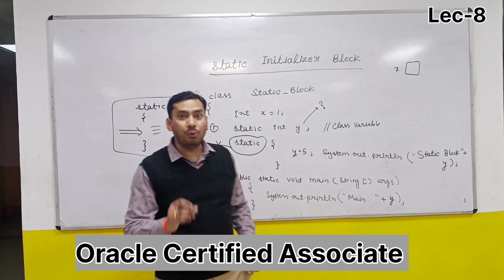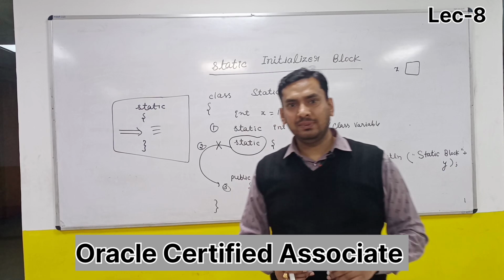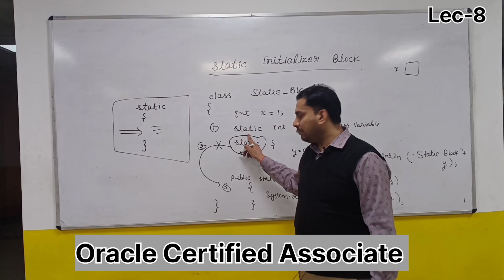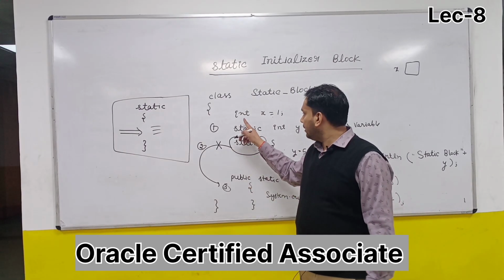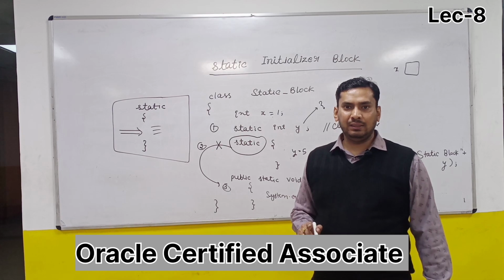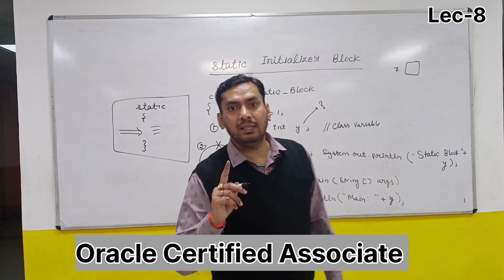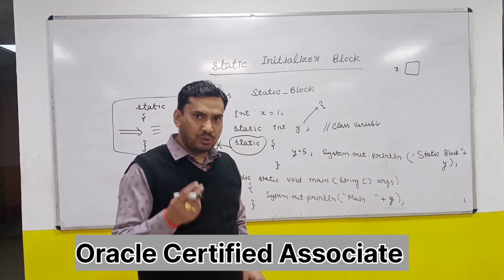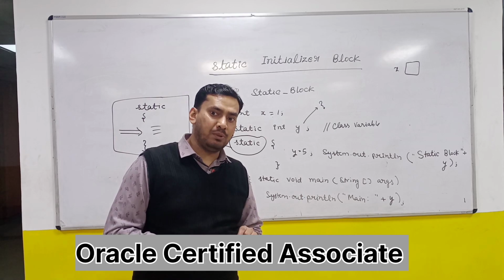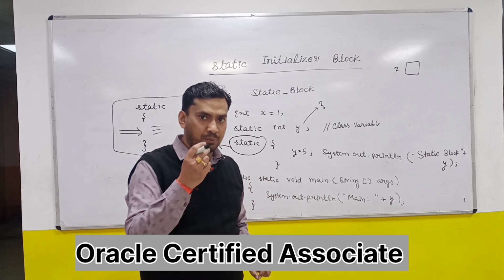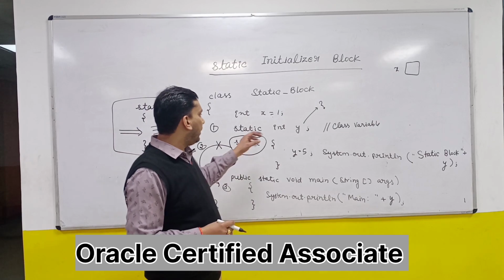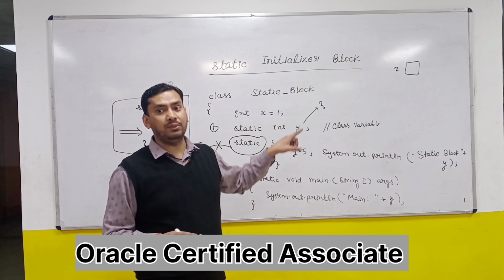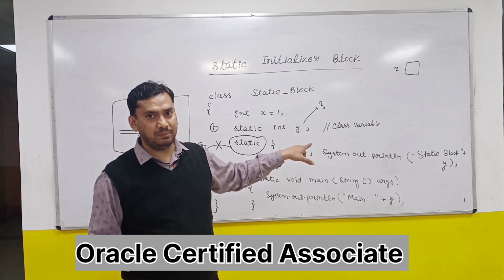Now the question is, who is assigning the default value to the static members of your class and the instance variables of your class? The answer is the Object class. If you see the Object class, it also has a static block and a constructor. The Object class constructor provides the default values for instance variables, and the Object class static block provides the default values for the static members.